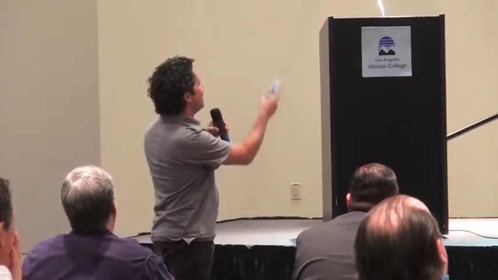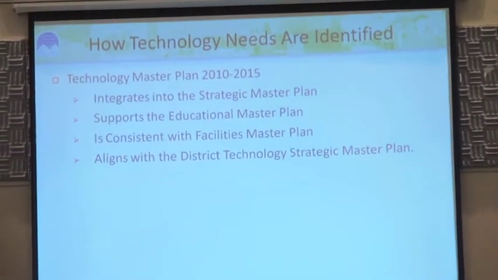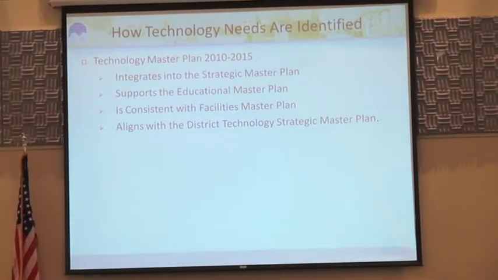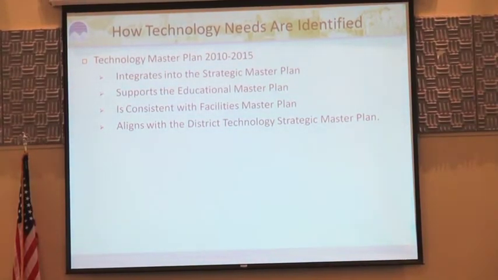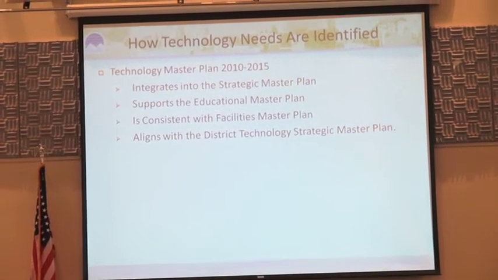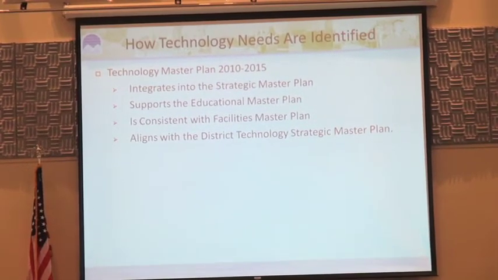So unfortunately, we don't have any nice pictures in here. That would make things a lot better. We need to start including photos and less text. So we have how our needs are identified within technology. Obviously, the master plan is kind of what starts the whole thing. So for the technology master plan, you can see that we have a date range. We just updated our master plan recently, so we're not due for another update. But every year, even though the master plan is looked at as a whole, every year we do have to make sure that our master plan integrates within the strategic master plan of the college, and then also supports the ed plan and is consistent with facilities planning as well.